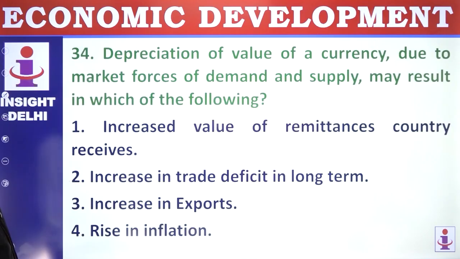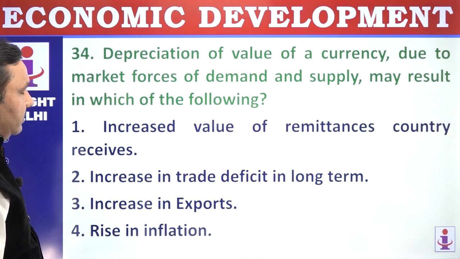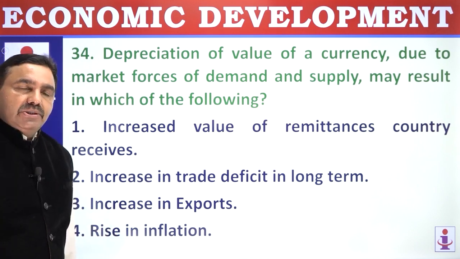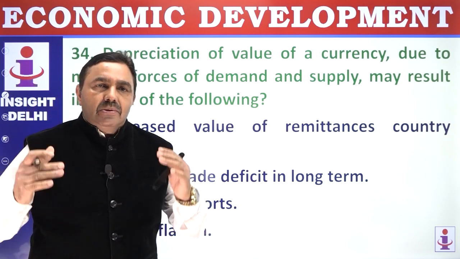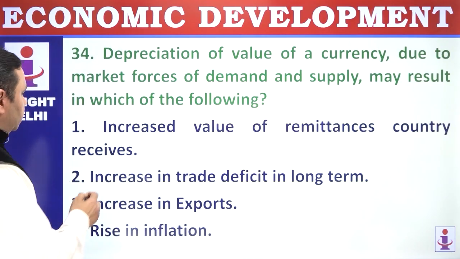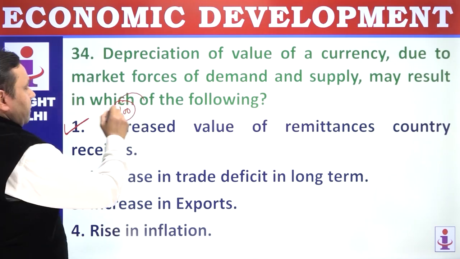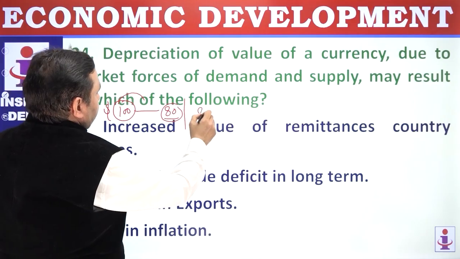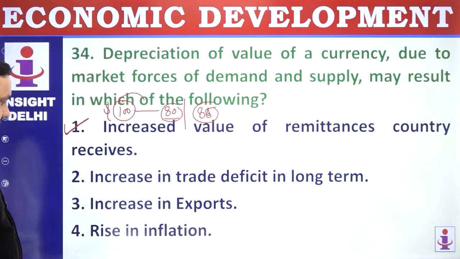34. Depreciation of the value of a currency due to market forces of demand and supply may lead to each of the following. Depreciation means imports will be costlier, exports will be cheaper. It means in the long run, exports are going to get a boost and imports are going to become costlier. Increased value of remittances, of course, because our currency depreciates. Somebody sending $100 to India, if the rate of conversion was 80, it was 8,000, and if it is 85, because of depreciation, we have to pay 8,500 to the person.